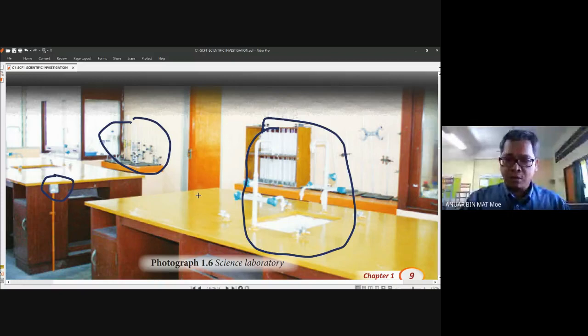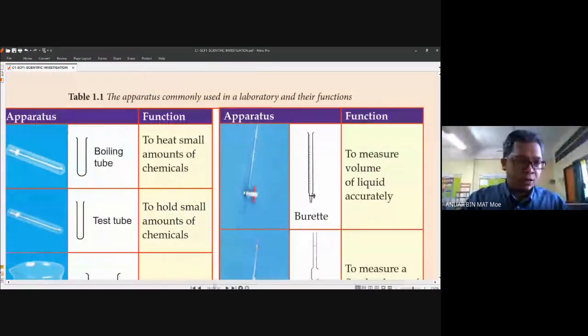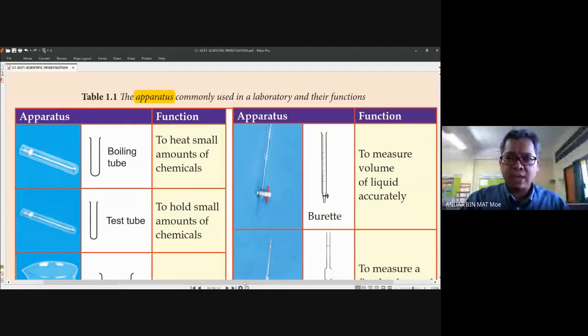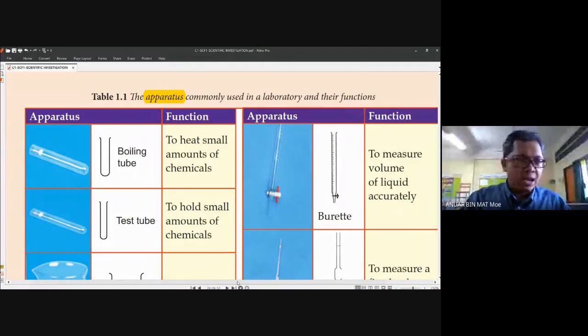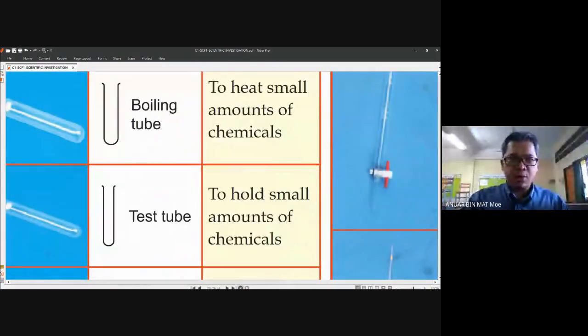Maybe later on I will take some video or footage of our own science lab, but that is later on. So number 1, this you must remember: the apparatus commonly used in the laboratory and their function. Apparatus and then their function. So we'll look one by one. This is the first apparatus.